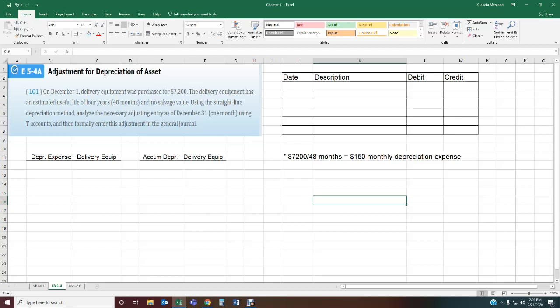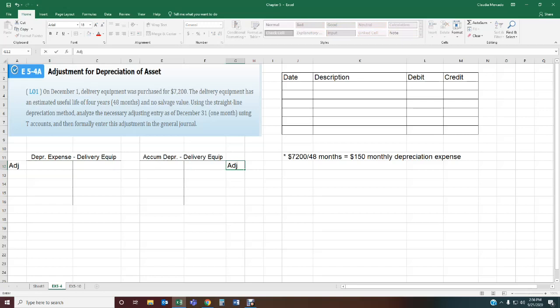Accumulated depreciation is a contra asset account, and we use this information to calculate our book value. Whenever we depreciate an asset, our entry consists of debiting depreciation expense and crediting accumulated depreciation for the specific asset. In this case, these are adjusting entries. To be able to classify this, I'm going to label them as adjusting right here, and I'm going to label it over here.